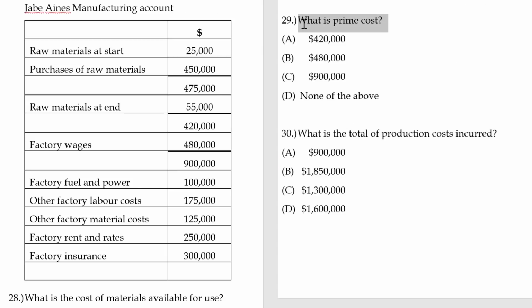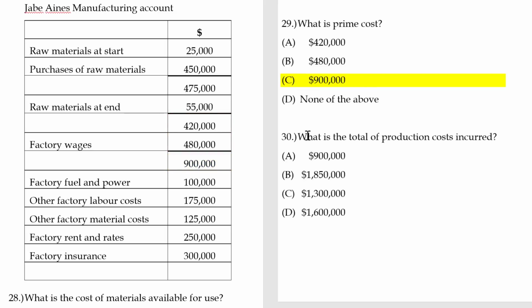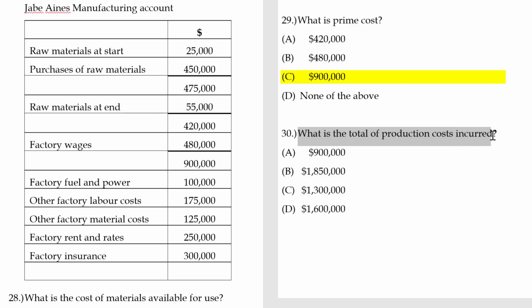What is the prime cost? Right, so raw materials consumed plus that, so no other direct, so 900. That's your prime cost. And what is total of production costs incurred? Right, so we need a total here. 900,000 plus, that's 1 million, plus 300, 1.3, and for 1.85? Yep, 1.85.